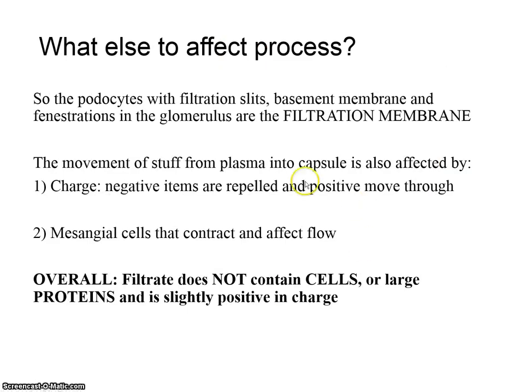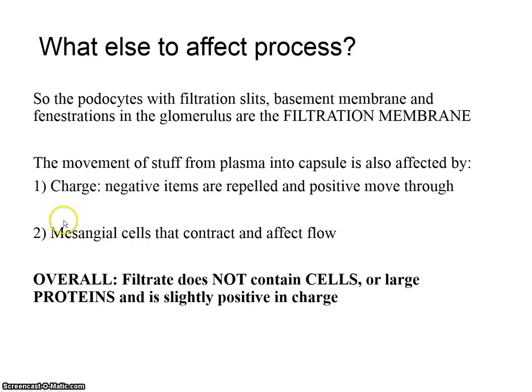All right, so I say, what else affects this process of filtration? I said again, the podocytes, the filtration slits, the basement membrane, and fenestrations in the glomerulus are all what we collectively call the filtration membrane. So this provides the size selection. As long as you're small enough to make it through all those holes and spaces, you're going to be in the nephron. I say the movement of stuff from the plasma into the capsule is also affected by charge. Negative items are repelled by these membranes, and positive ones move through.